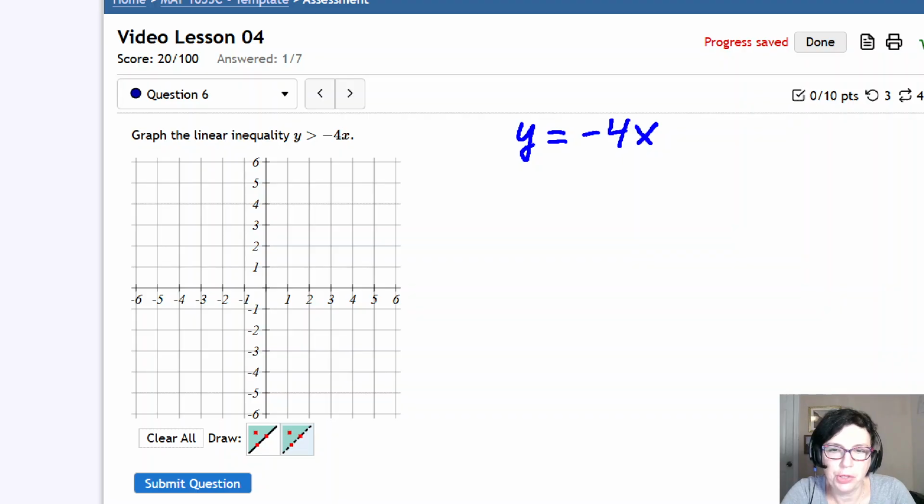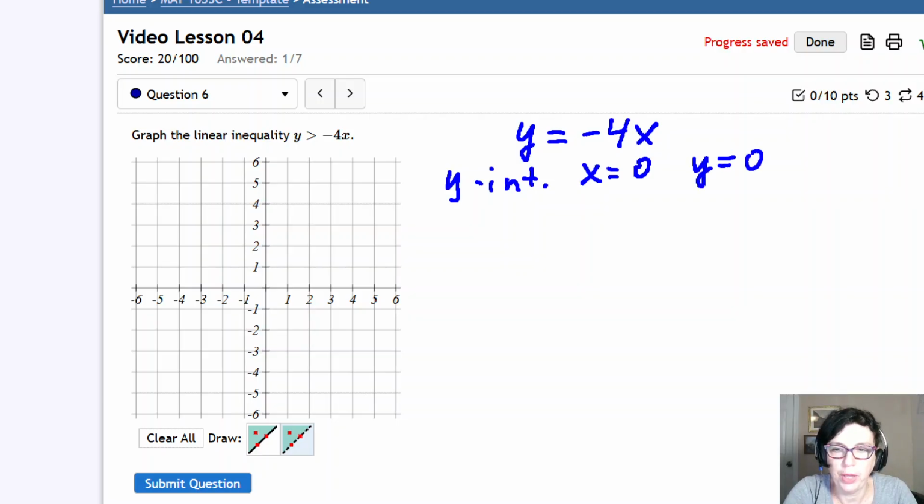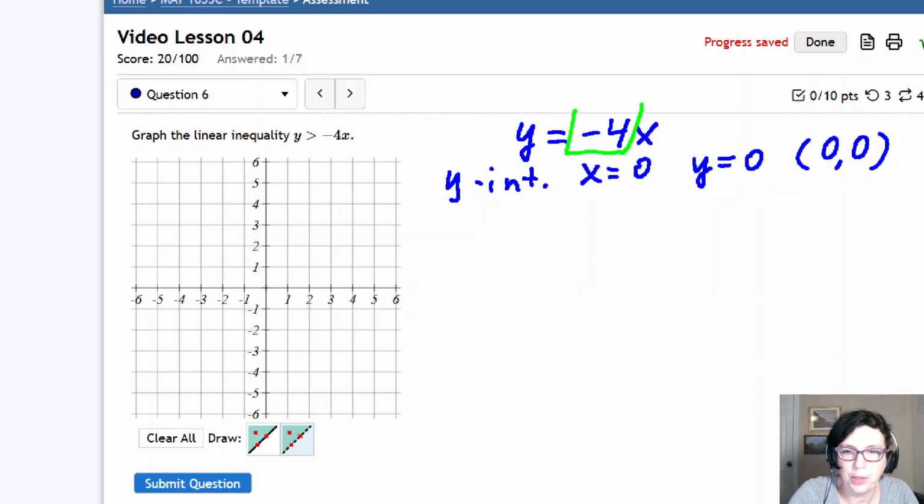So the y-intercept happens when x equals 0. But when x equals 0, negative 4 times 0 is 0, right? Because any number times 0 is 0. And then we're just going to get y equals 0. So what happens is your y-intercept is just (0, 0). And then the slope, well, the slope is given by the number in front of x, which is negative 4.